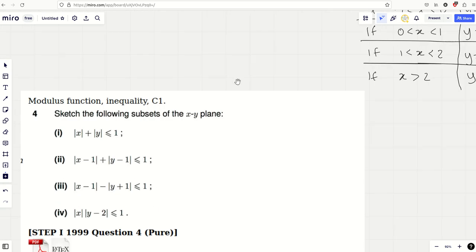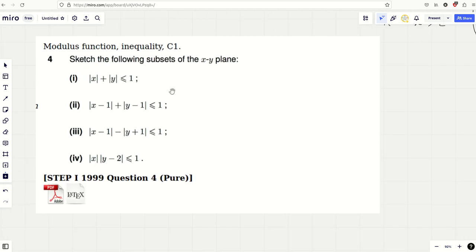Okay, let's try another one. Oh, look at this. We've got more graph sketching. Sketch the following subsets of the xy plane. Now I'm going to use really similar approaches with critical values. Now here, look, not only x is in a modulus, y is in a modulus.